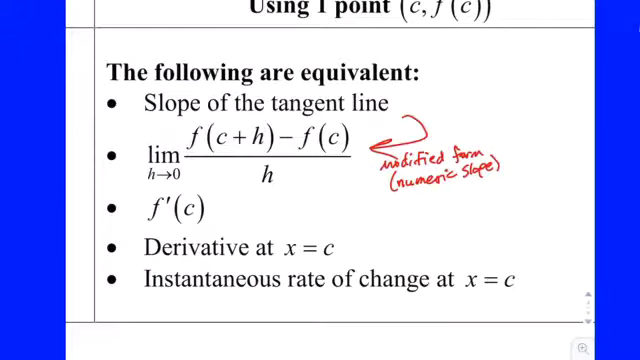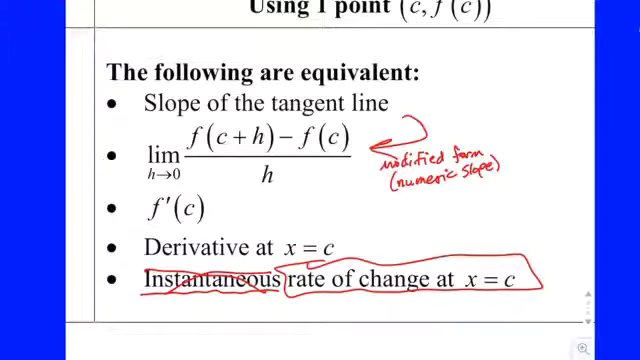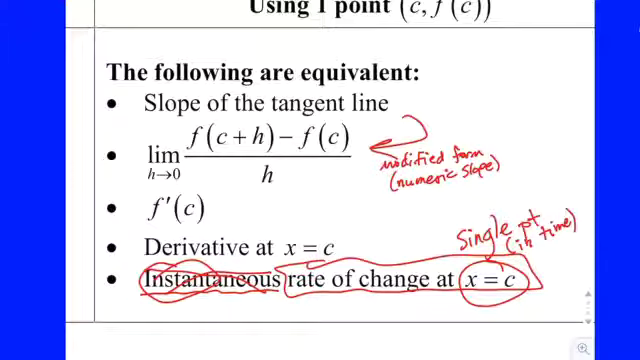And of course, it's not the average rate of change, but rather the instantaneous rate of change at x equals c. Now you're going to see later on, we're going to drop the instantaneous part. We're just going to say rate of change at x equals c. How would you know that that still implies instantaneous? Very good. It's at a single point. At a single point, you can add in time, and that would refer to a single what? Instant. A single instant, a single moment in time.